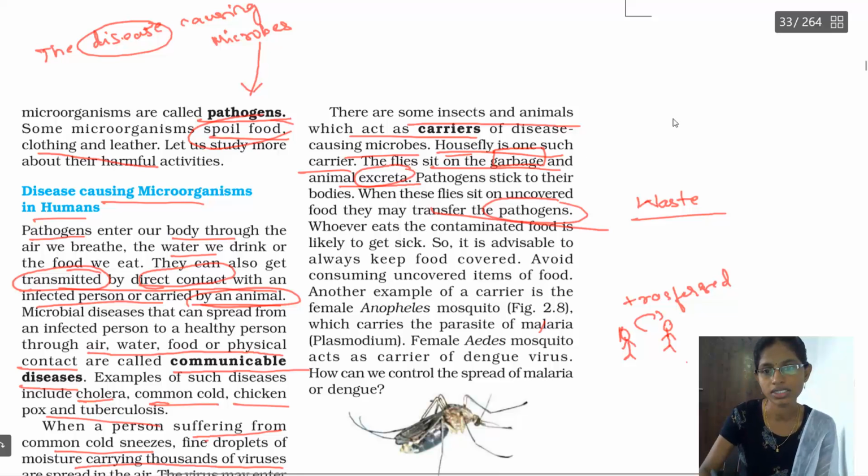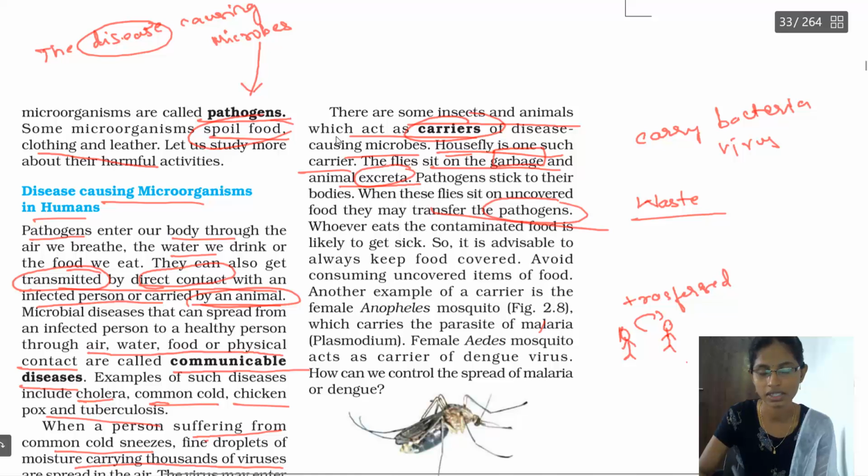So these insects and animals which carry the bacteria or viruses that cause diseases are nothing but carriers of the diseases. Whenever this uncovered food is eaten by people or any other animal, they are going to get sick, or they are going to get the diseases. So what do we have to do? We have to always keep the food covered with plates or anything else. And you are not supposed to eat any uncovered food.